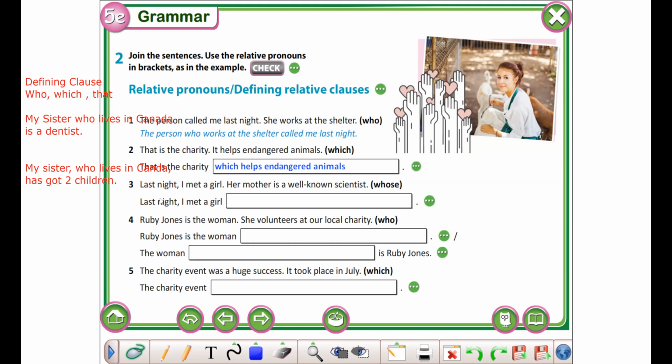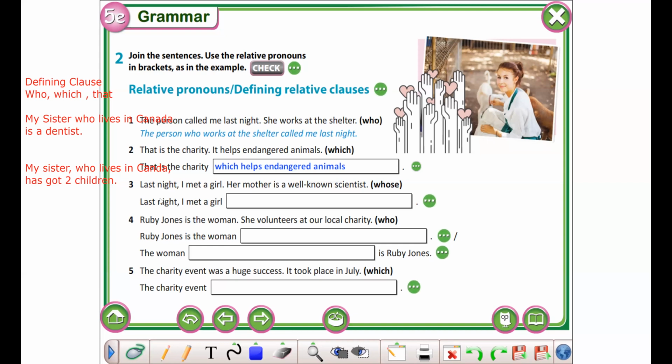Last night I met a girl. Her mother is a well-known scientist. Чиято майка. Скобички ти е зададена думата whose. Whose mother is a well-known scientist. Да, точно така. Т.е. почти няма нищо като разминаване с български език. Те са много лесни за разбиране изречения.